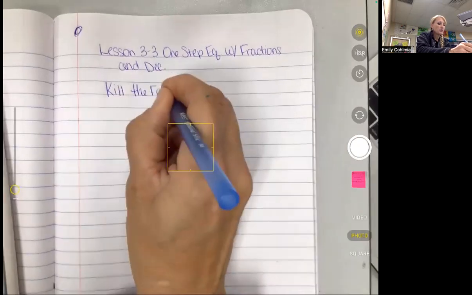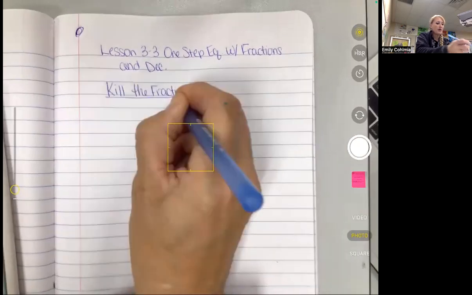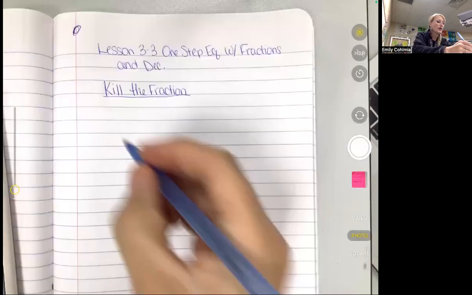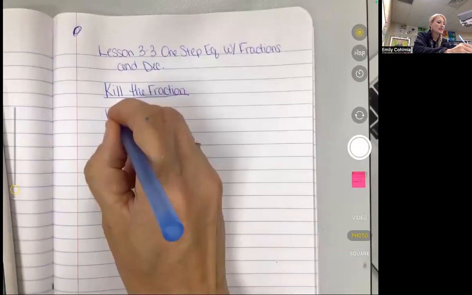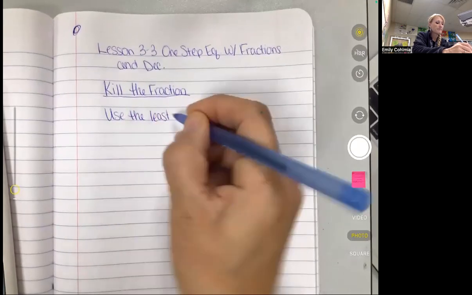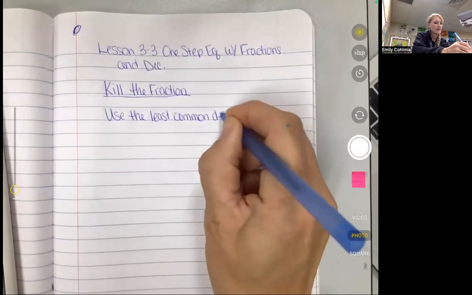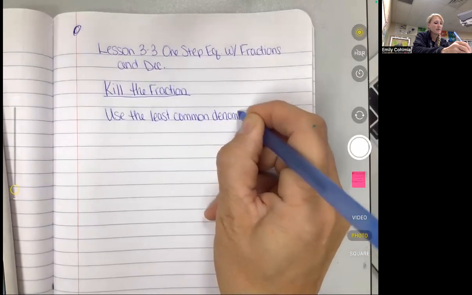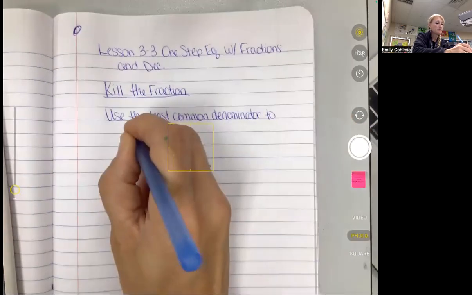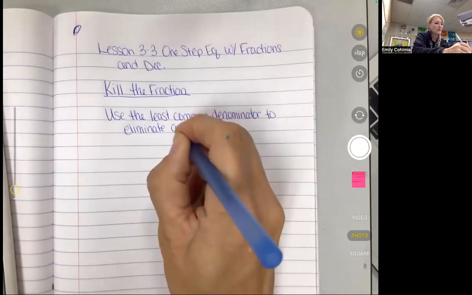So I know that you don't like fractions. I know that you don't like decimals. If you do like them, great, but most kids don't. So we're going to be using something called kill the fraction. We are going to use the least common denominator to eliminate all of the fractions.